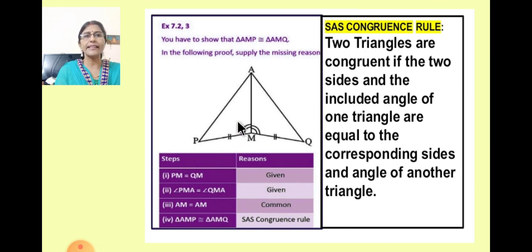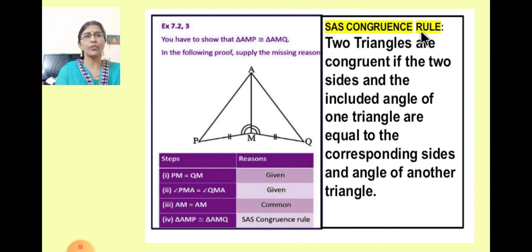Now you can see in these two triangles, this is the side AM. AM is here also in this triangle. So we will write AM is equal to AM and it is common. That means this side is common to both the triangles. So triangle AMP is congruent to triangle AMQ by which rule? You can see here it is side, angle, side. This side is common to both the triangles. So the rule is SAS congruence rule.